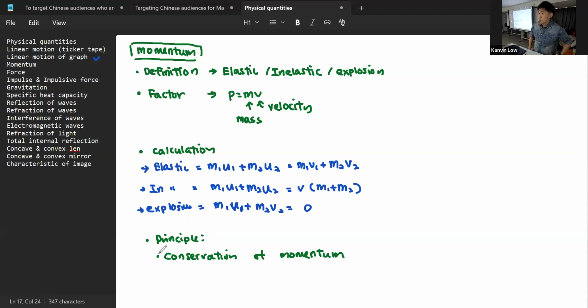I don't think so. There are a lot of laws over here. Yeah, there is Newton's law. So Newton's first law, second law, and also the third law. So momentum, I believe that it is second or third. Let me check for you guys later.